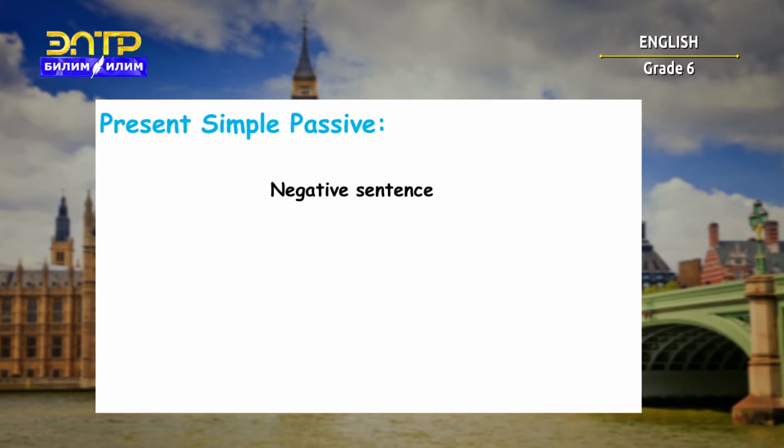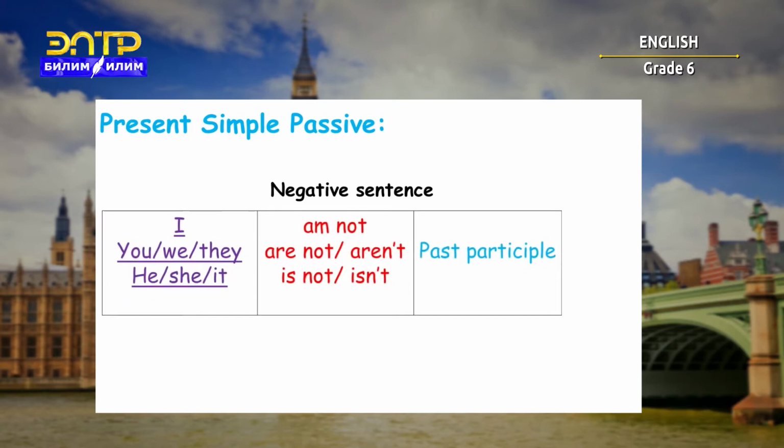How to form a negative sentence with present simple passive? We use I am not and then the past participle. You are not, and the short form is aren't, and then the past participle, or they are not plus past participle. He, she, it is not, or the short form isn't, plus past participle. For example, they aren't invited to the party.